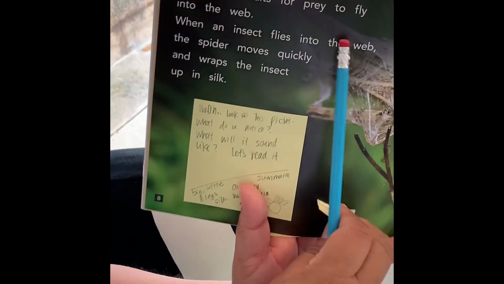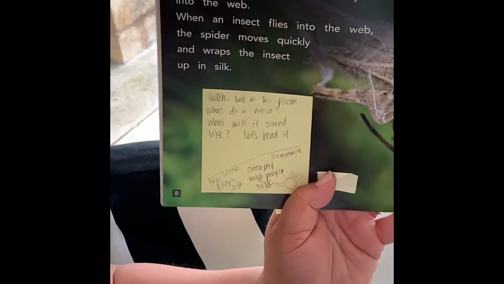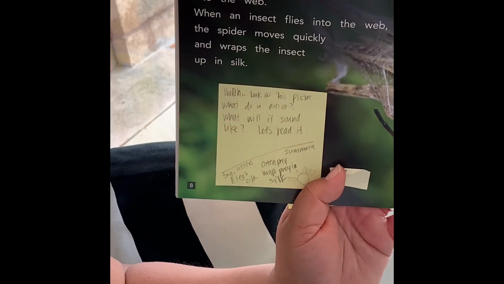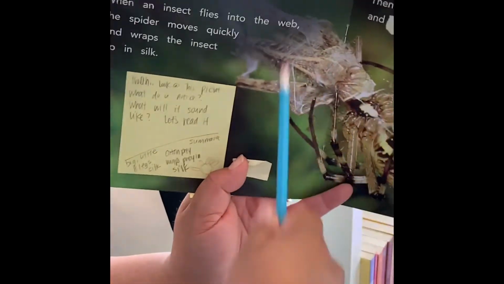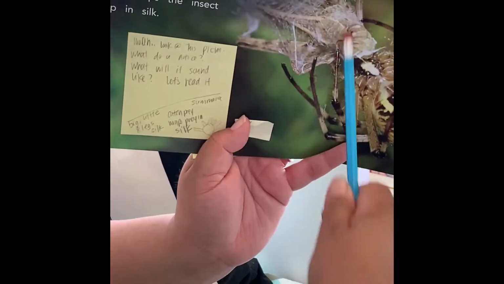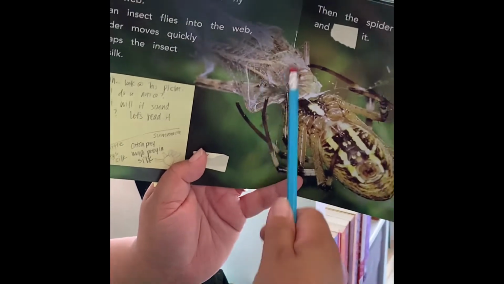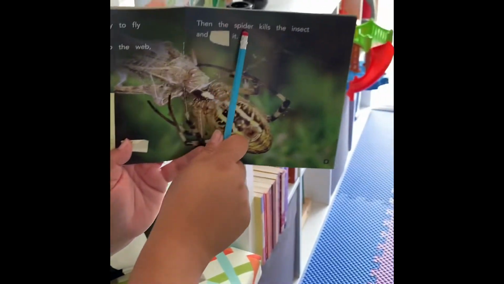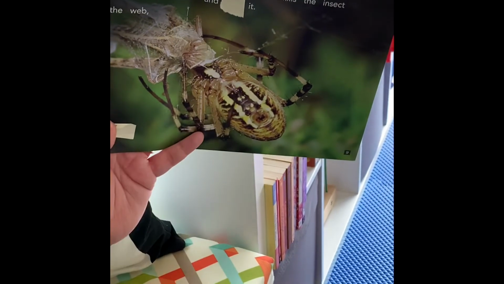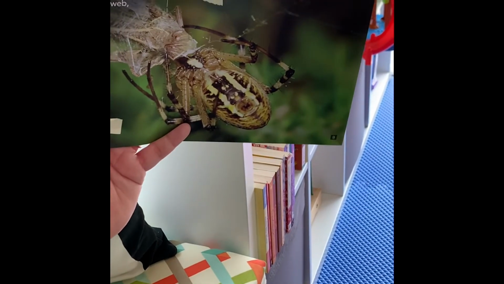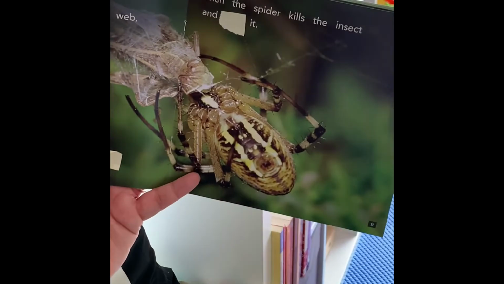Did you hear that? They wrap it up in silk. So an insect flies into the web and then the spider wraps it up in silk. Look at all that stuff. He's wrapping it up. Let's read. Then the spider kills the insect and what do you think it says? Bites it. That makes sense. Bites it. What else do you think it might be?